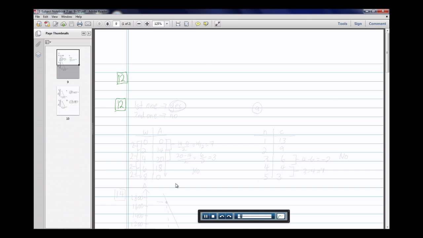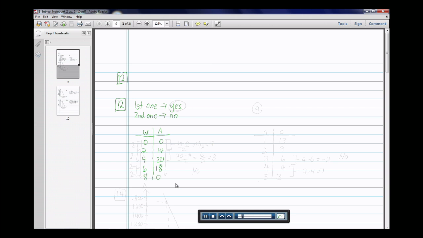So if you look at the first 2 that are plots, you can tell that the first one is indeed a straight line, so it is a linear relationship. And the second one is a curved line, so it is not a linear relationship. So now we move on to the tables of values, and I'll just sketch them out here. The first one has W and A: 0, 0; 2, 14; 4, 20; 6, 18; and 8, 10.